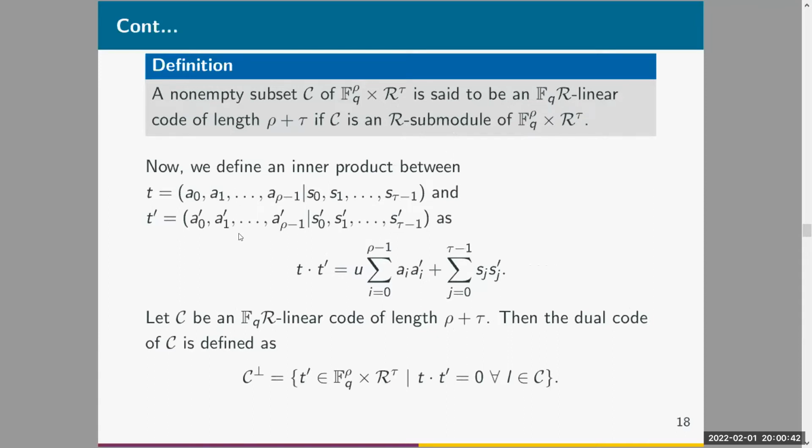Now we define the inner product between T and T dash, which is defined as U summation I is equal to 0 to rho minus 1 ai dash plus summation j is equal to 0 to tau minus 1 sj dash. So C perp is defined as T dash is any element in this ring such that T dash is equal to 0 for all, sorry, here T dash belongs to C, for all T belongs to C.